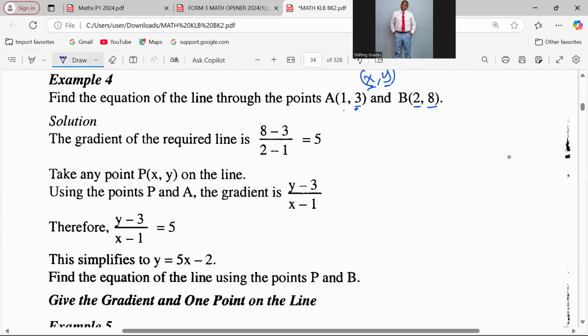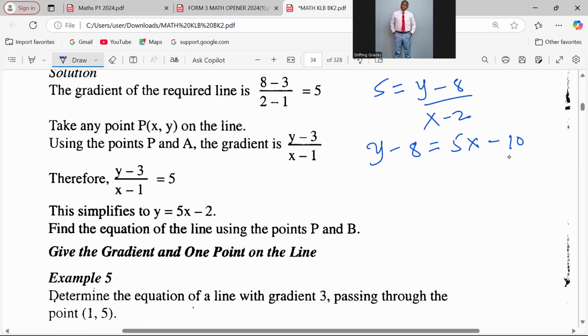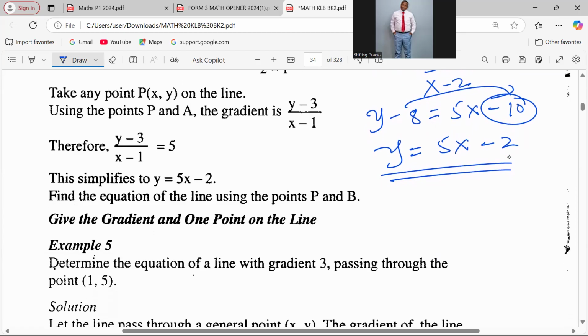I can say this, if we pick the same gradient, then we choose the second coordinate, y minus 8 divided by x minus 2. Cross multiplication will give us y minus 8 equals 5x minus 10. To remain with y, we should talk about 5x minus 2, because negative 10, this one becomes positive 8 now, it should be negative 2. So that is how we should get the equation of a straight line.